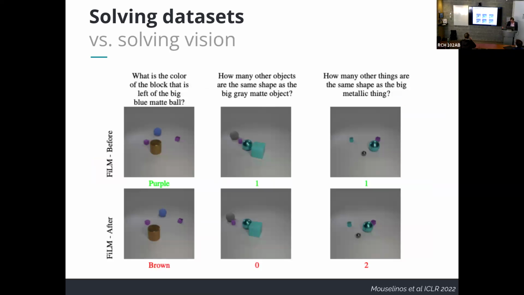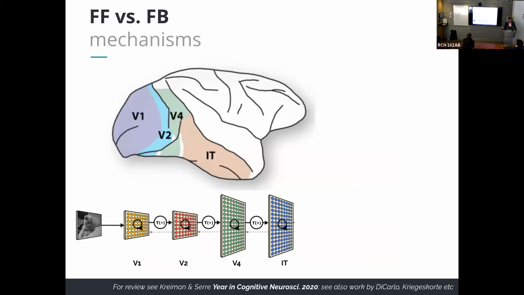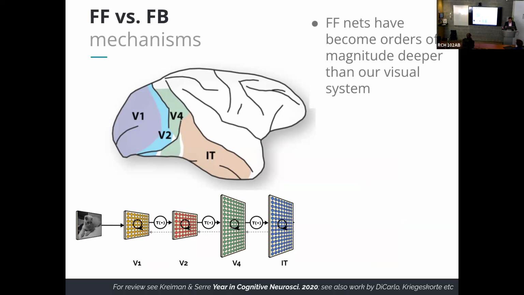I'll skip this. This is just to make the point that there was some follow-up work. I often get the complaint, oh, things are getting better now, we have bigger networks trained with more data. Well, again, there was a paper published just 2 years ago that showed that the problem is still there. There is still complete overfitting of these learning architectures on the data sets. So just to summarize this very lengthy introduction, I tried to make a couple of points. One is that feedforward neural networks, such as convolutional neural networks, transformers, etc., have become orders of magnitude deeper than our own visual system.